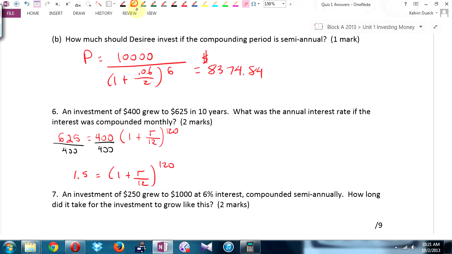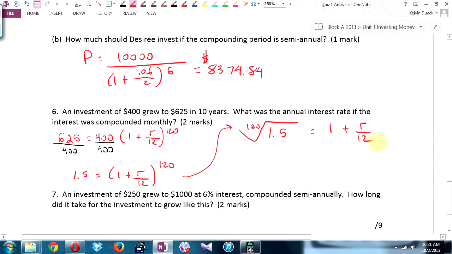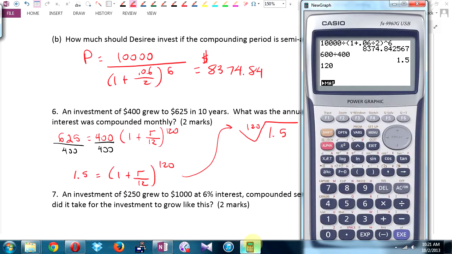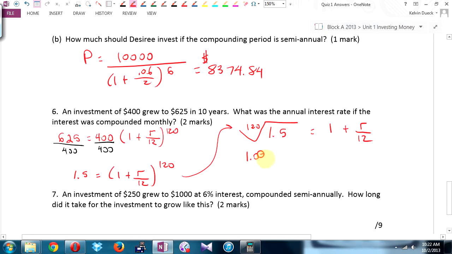So I'm going to take the 120th root of 1.5, and when I do that, that'll get rid of the exponent on the other side. I'm going to take the 120th root of 1.5. And I get that thing. I'm going to write 1.00338, but I'm going to keep this on my calculator because it goes on for a long time and I want to be accurate. So 1.00338 equals 1 plus r over 12.